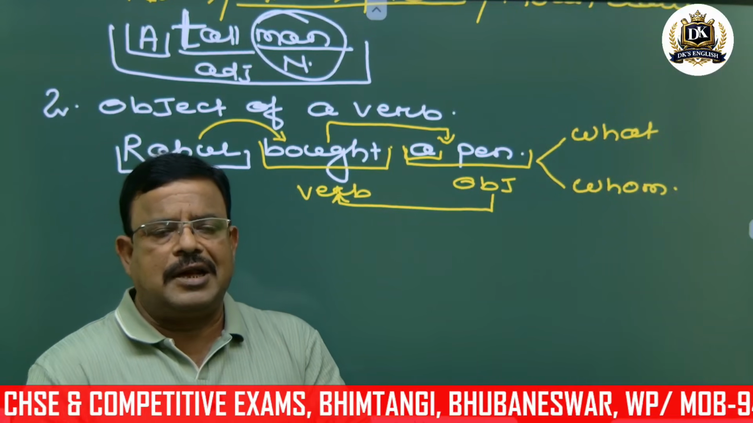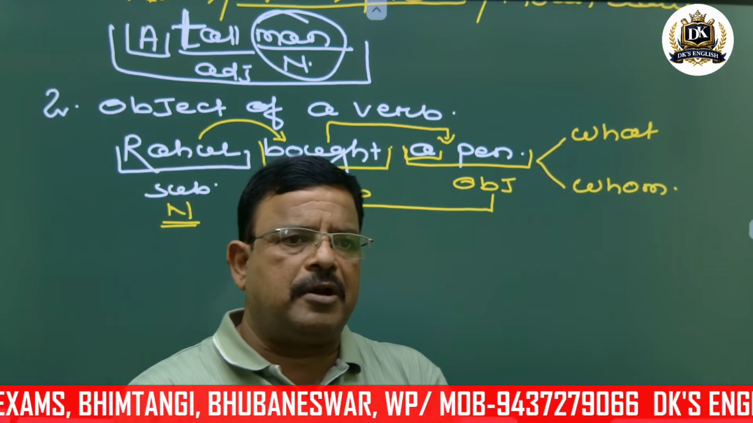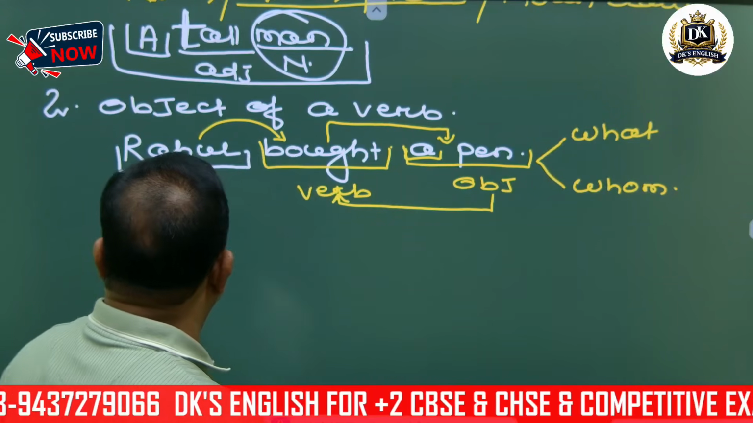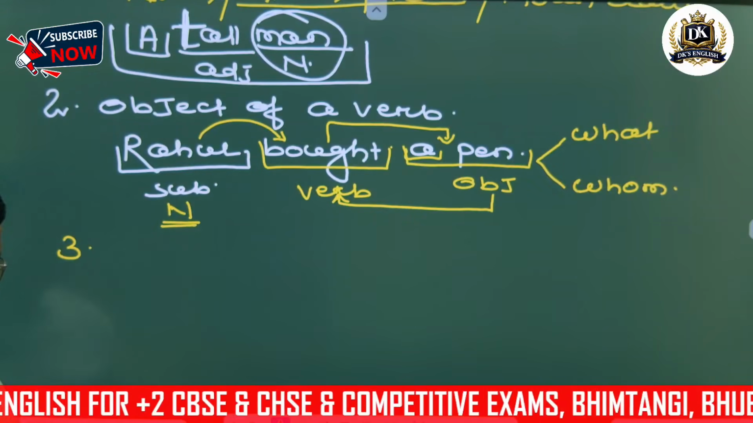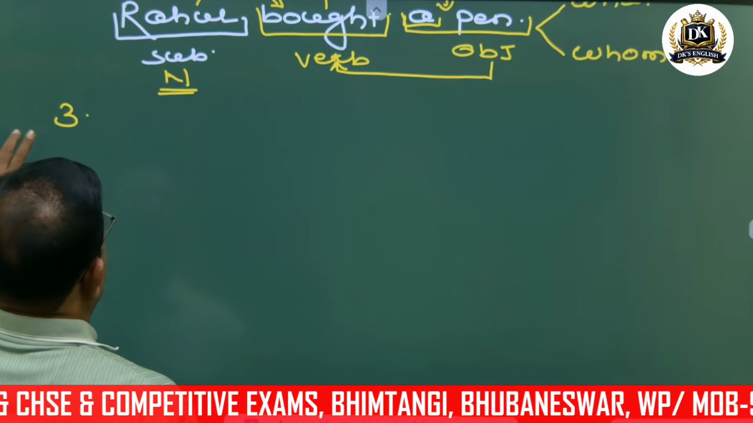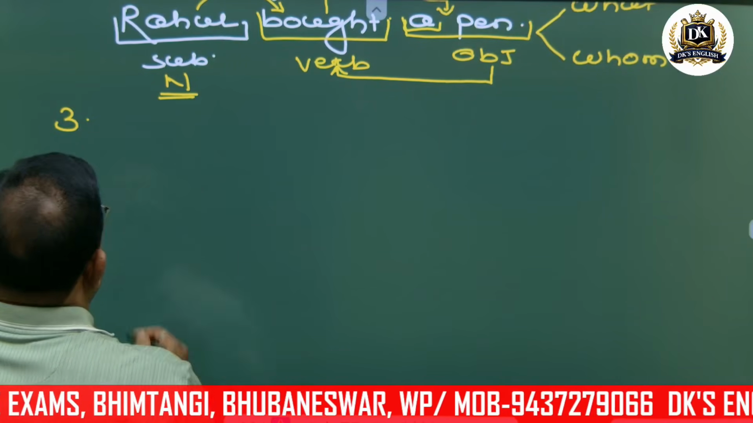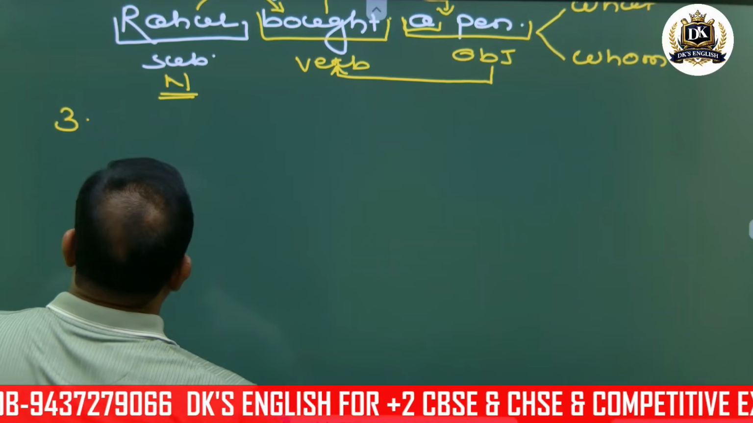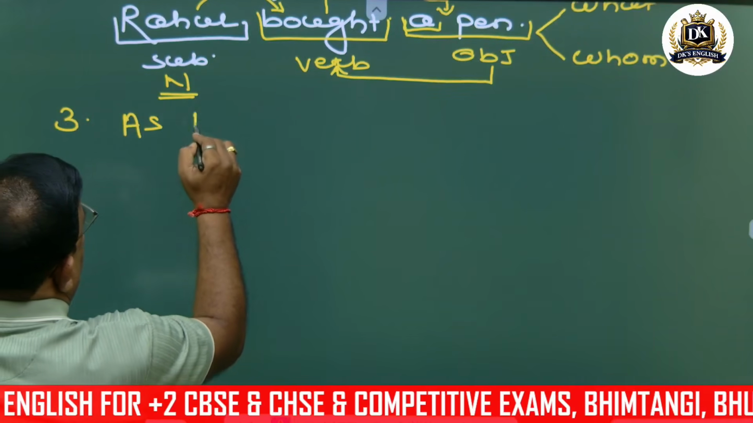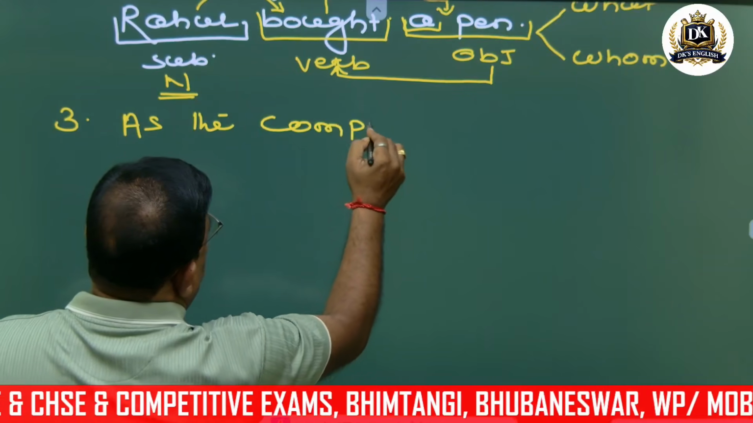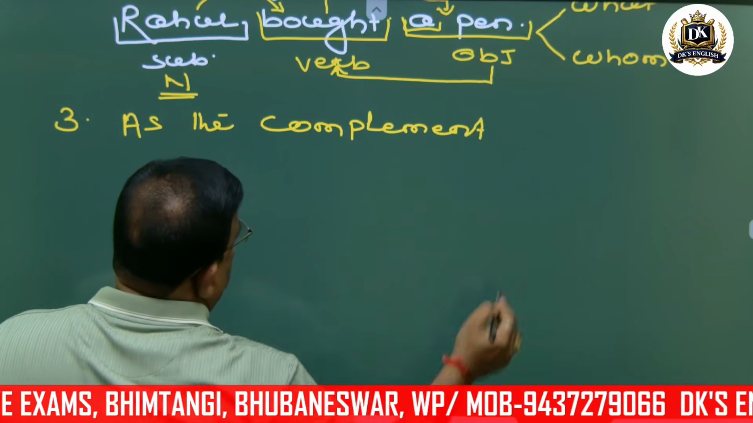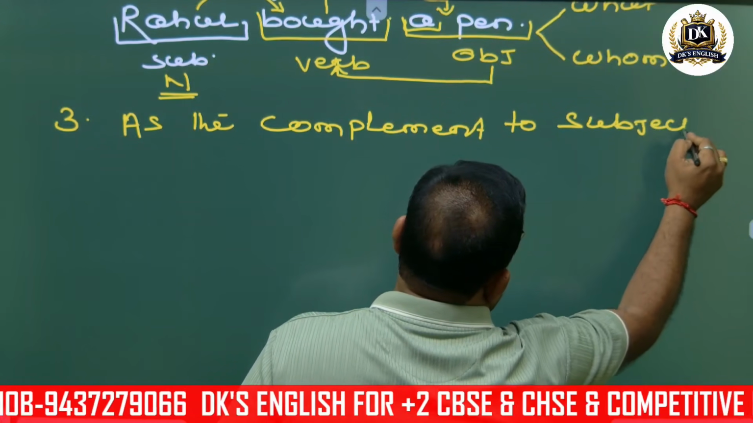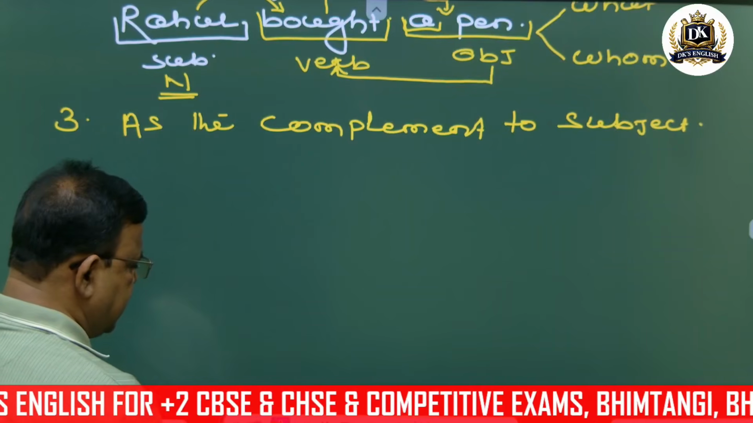So two things you know. First, noun functions as the subject of a sentence. Number two, noun functions as the object of a verb. Then we will come to number 3. The complement to subject. Complement to subject. Suppose I write here one sentence.